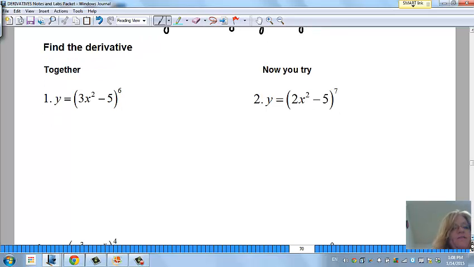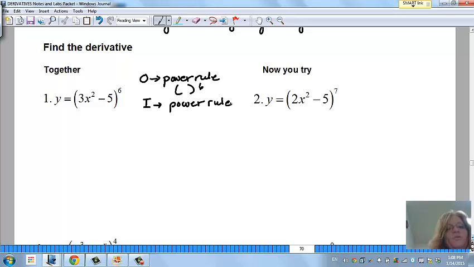So here I have this function, parentheses 3x squared minus 5 raised to the 6. So the first thing I want you to look at is the outside function, or the mother, is the power rule, if you look at it, because you have something raised to the 6th power. The inside is the power rule again, because I have 3x squared, or the baby, if you will, 3x squared minus 5.